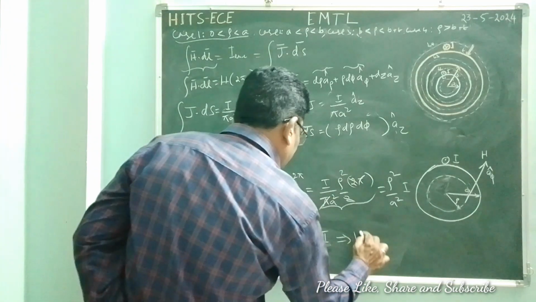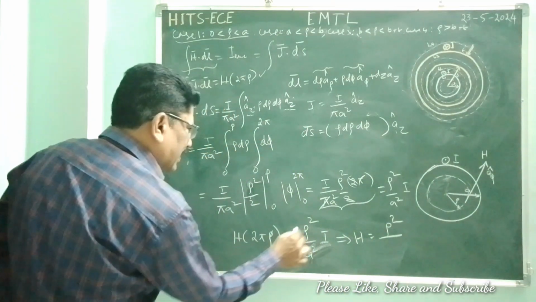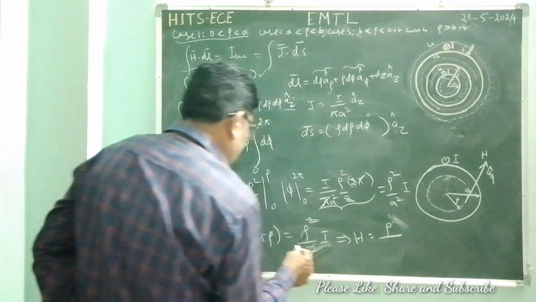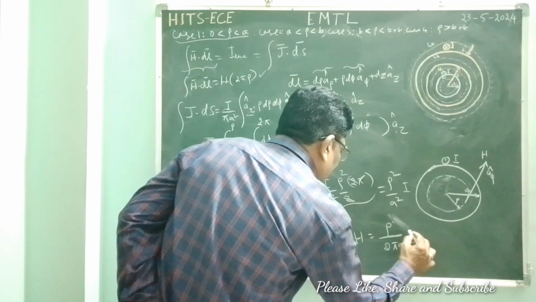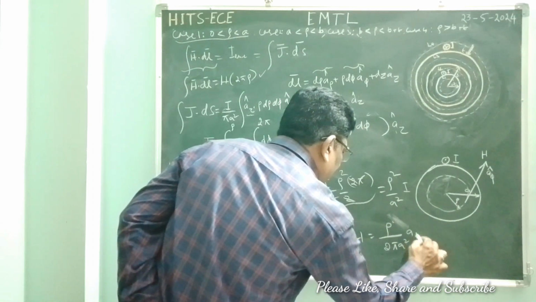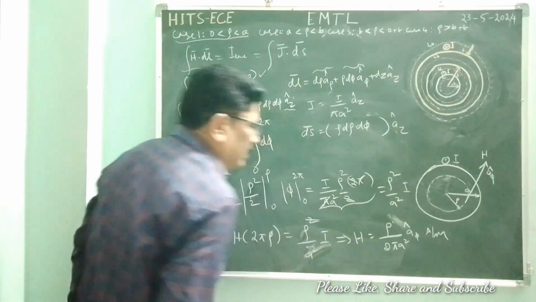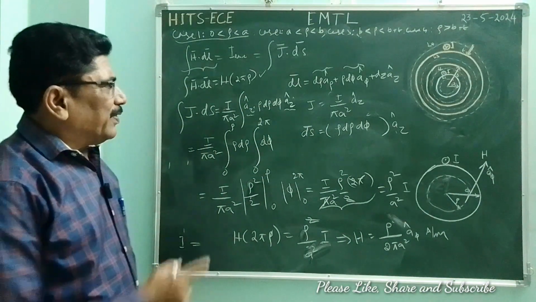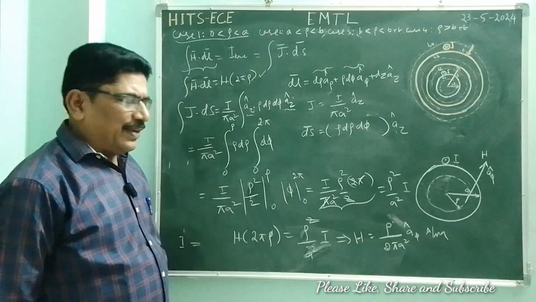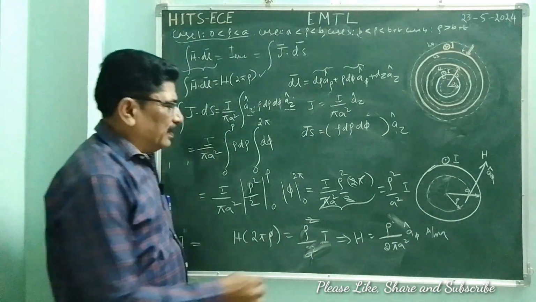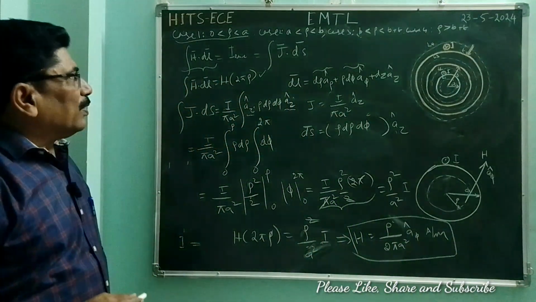So H is equal to rho by 2 pi a square, a phi cap, with the direction, amperes per meter, the units. So for the first case, we got this magnetic field intensity as rho by 2 pi a square into a phi cap amperes per meter. Okay, for case 1. Let us do case 2 now.